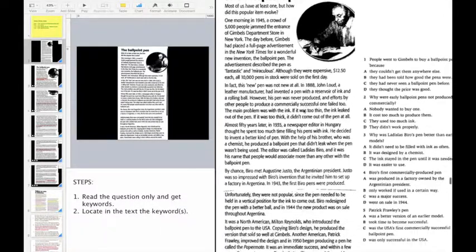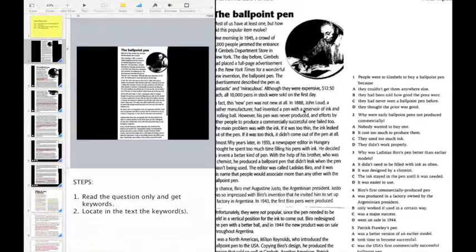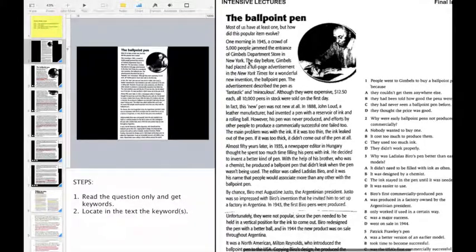Now, you might want to do the same thing also for the rest of the items, but you first answer this together. So, for example, to illustrate the two-step approach here: people went to Gimbals to buy a ballpoint pen because... So what was the reason why people went to Gimbals? So it's over here. So you read with them this part of the text.